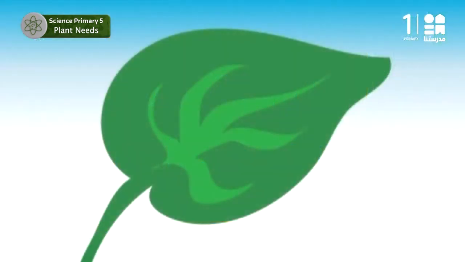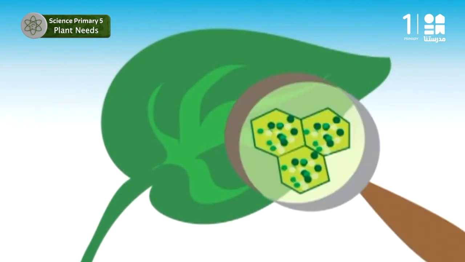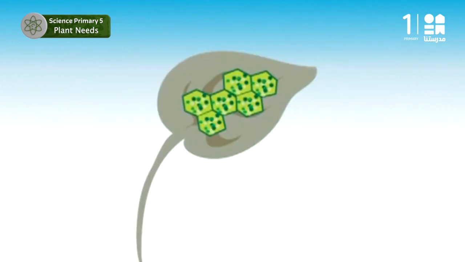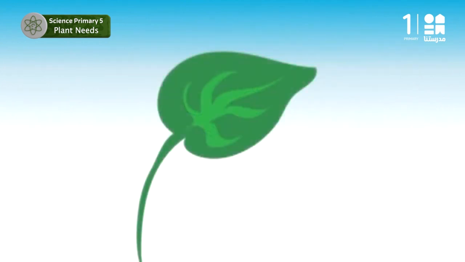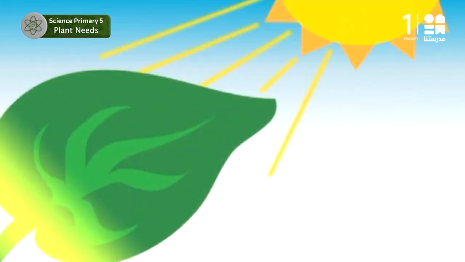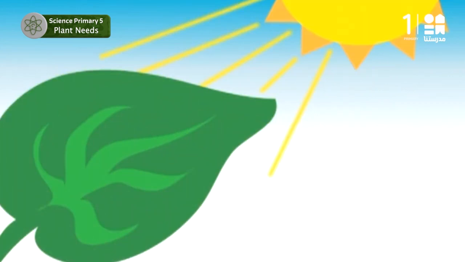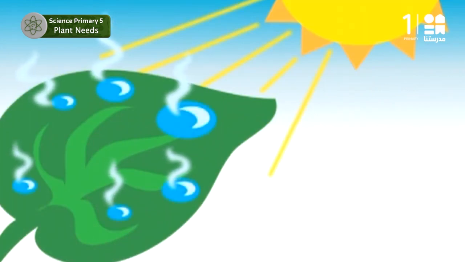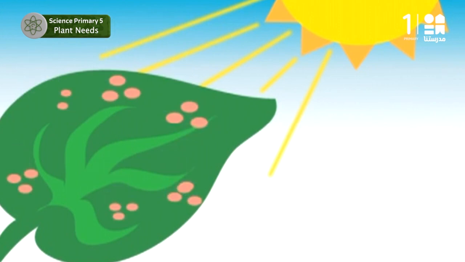A leaf is green. Inside a leaf is chlorophyll. Chlorophyll makes the leaf green. The sun shines on the leaf. The sunlight turns the gas and water in the leaf into food for the plant.